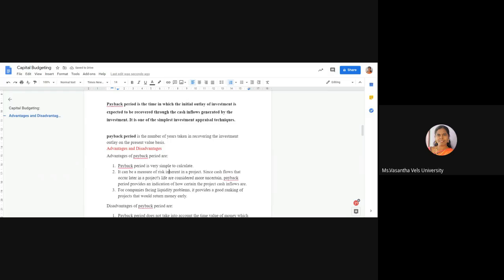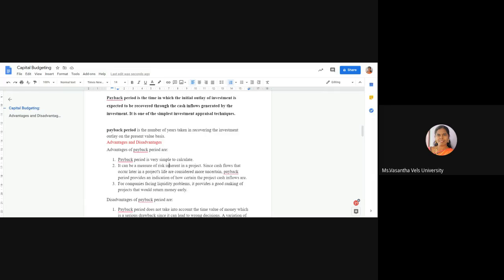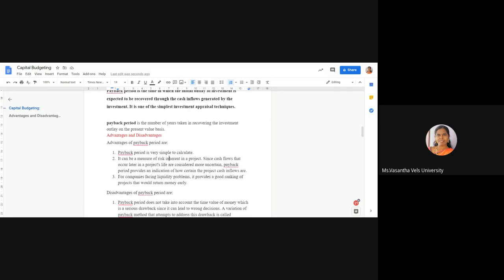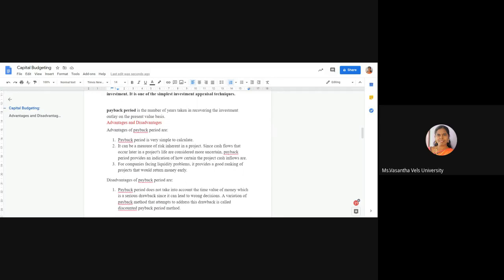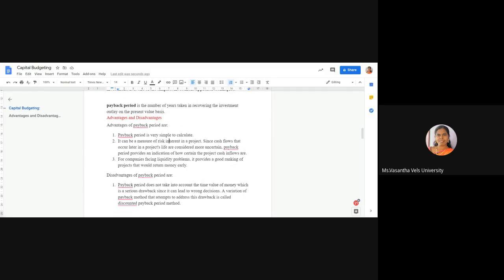It does not have any complicated procedure. It can measure the risk inherent in the project because it will help to find out how many years to get back. So within the period, you can easily evaluate the risk. Next, for companies facing a liquidity problem, it provides a good ranking of projects that would return money early. For example, if within 5 years we are able to get back our investment, this method tells us exactly how many years it will take. So that is one of the important advantages.